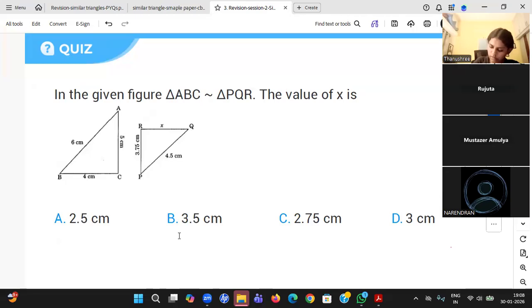Harshini, right answer. Narendran, right answer. Tanish, right answer. Mega, right answer. Very good. Come on, students.